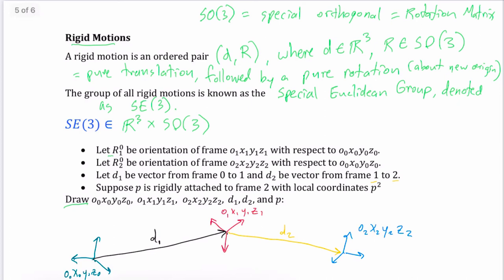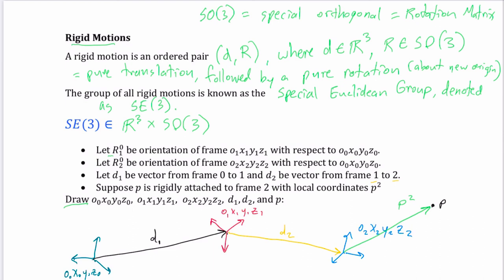Then finally, we're going to need a point P. This is what we actually care about. So I'm going to put this point P here. P over here is a point. It just exists. But we need a coordinate frame so we can talk about where to find that. Then I need a vector that goes from frame 2 to my point. And this vector is P in frame 2, because it's in the local coordinates of P in frame 2.